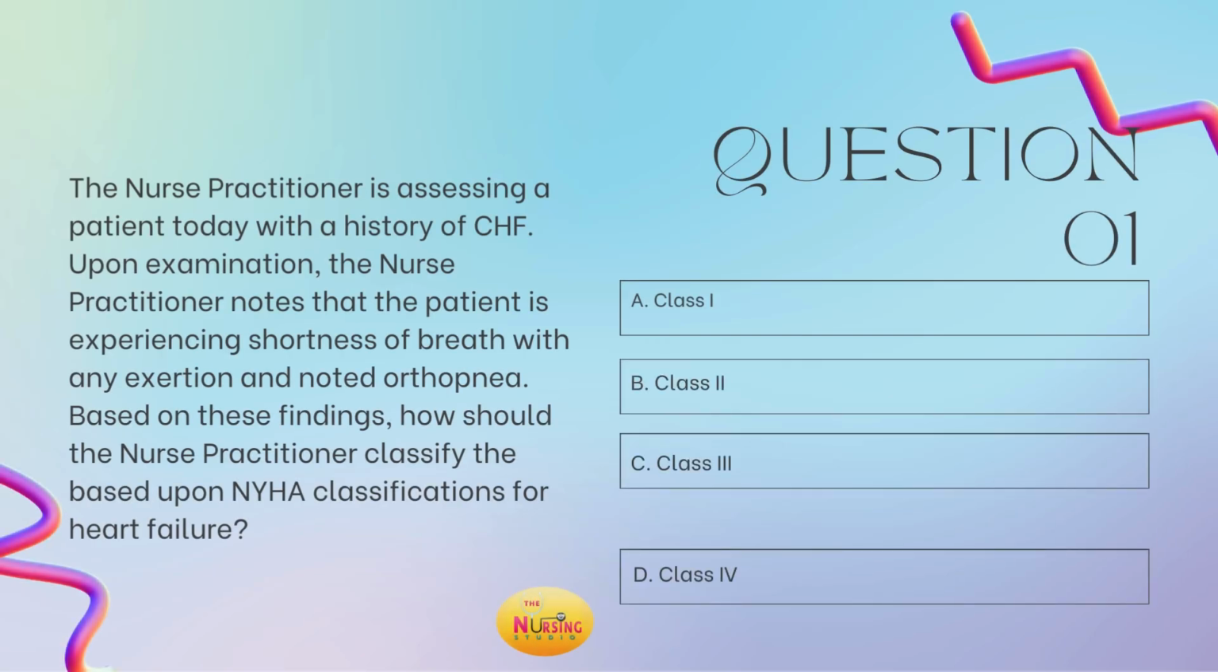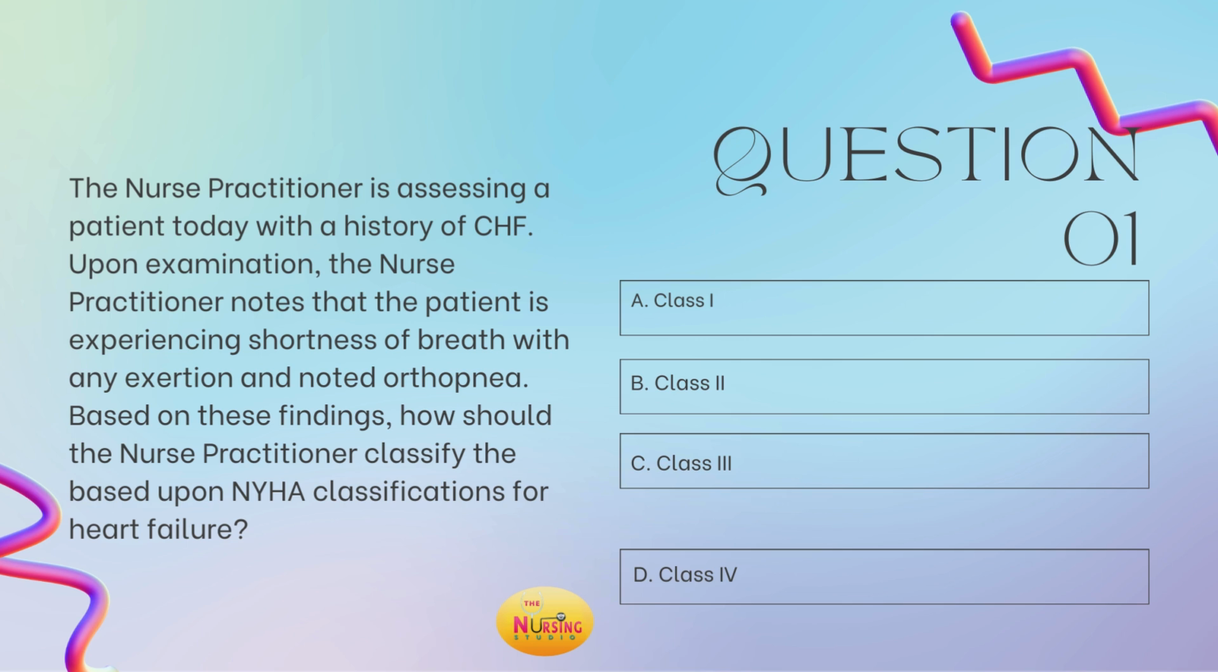Question number one states the nurse practitioner is assessing a patient today with a history of congestive heart failure. Upon examination, the nurse practitioner notes that the patient is experiencing shortness of breath with any exertion and noted orthopnea. Based on these findings, how should the nurse practitioner classify them based upon NYHA classifications for heart failure? Is it A, class 1, B, class 2, C, class 3, or D, class 4? Take a moment and tell me what you got in the comments.